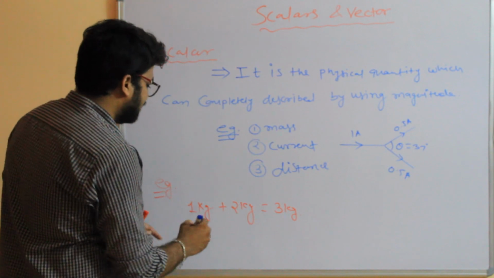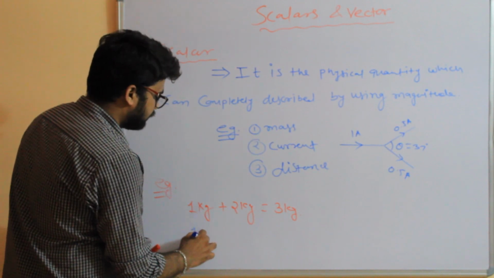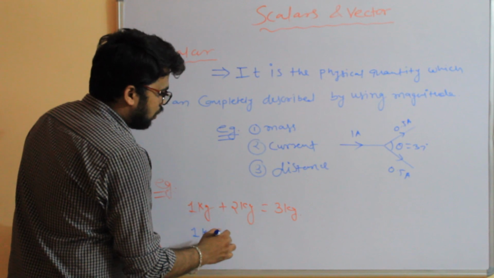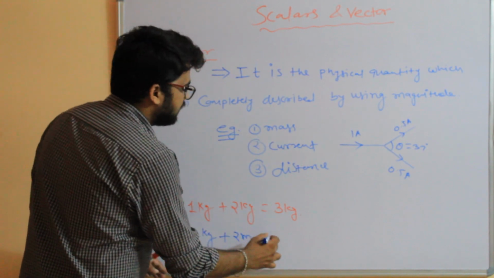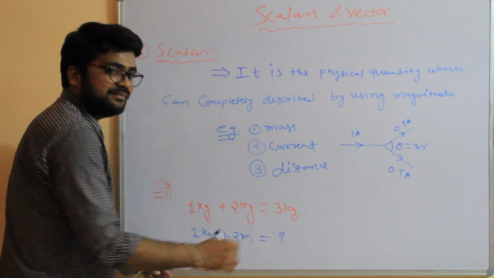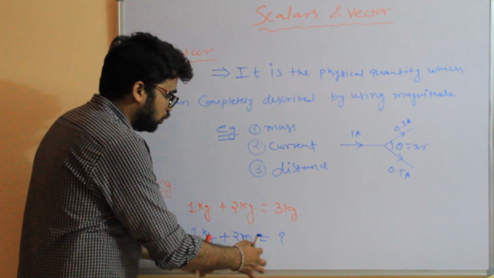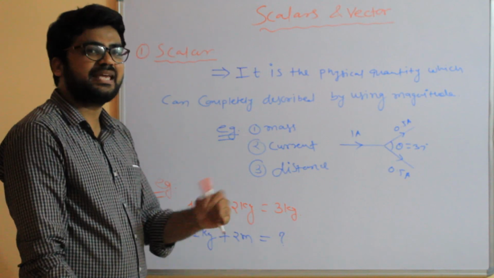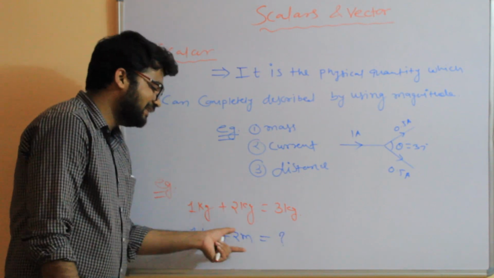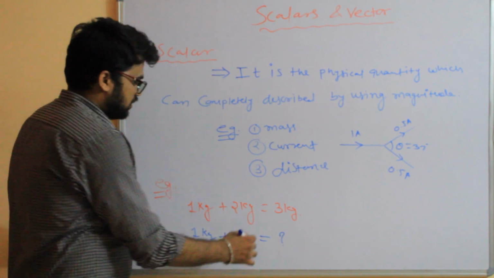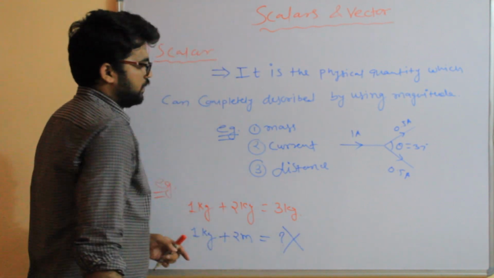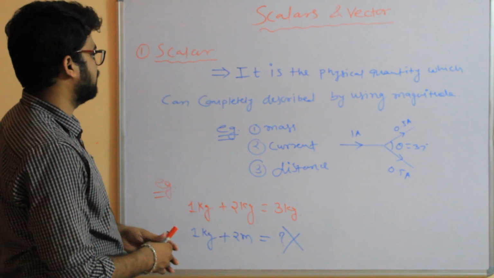So you can't add 1 kg of, suppose, sugar plus 2 meter of length. What is it equal to? This is an invalid question. Why? Because these two quantities must be the same quantity. That means if this is mass, this must be mass, or if this is distance, this must be distance. So this is not a valid question, right? This is the wrong question, you can say.